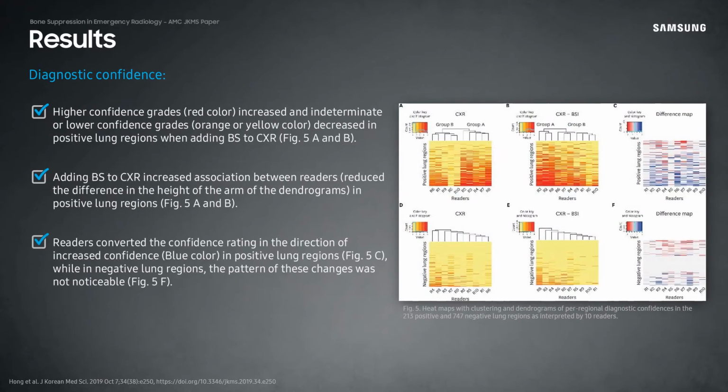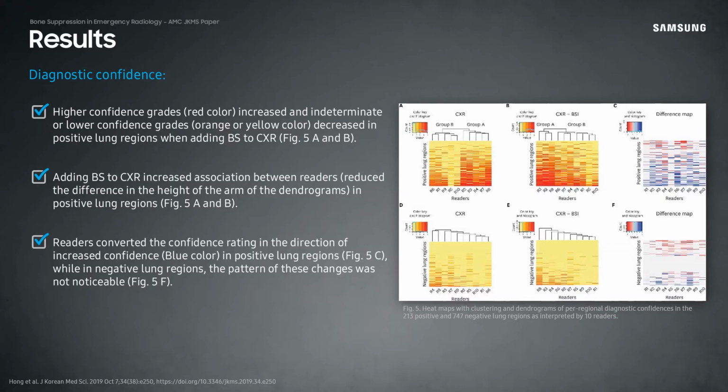In this chart, figures A and B show higher confidence grades, signified by red color, increased, and indeterminate or lower confidence grades, signified by the orange and yellow colors, decreased in positive lung regions when bone suppression was added to chest X-ray. Adding bone suppression to chest X-ray increased association between readers as well, noticed by the reduction in difference in height of the arms in the dendrograms.